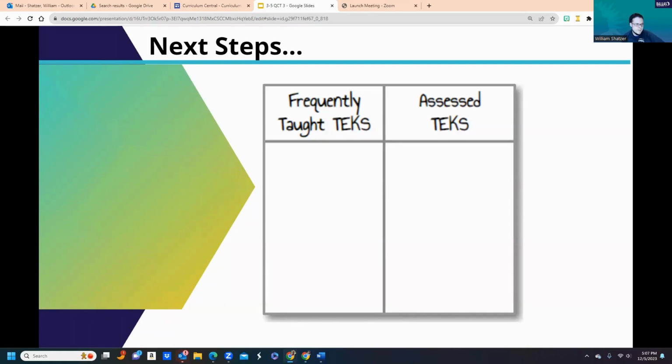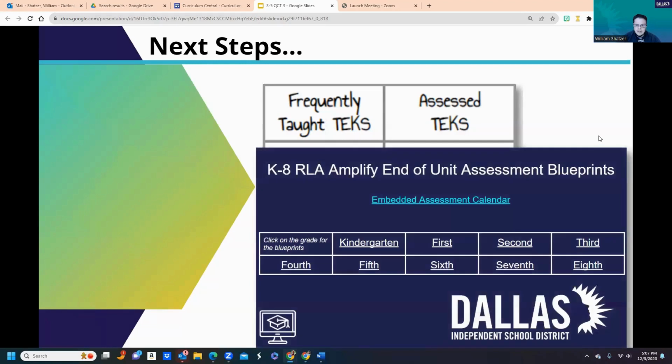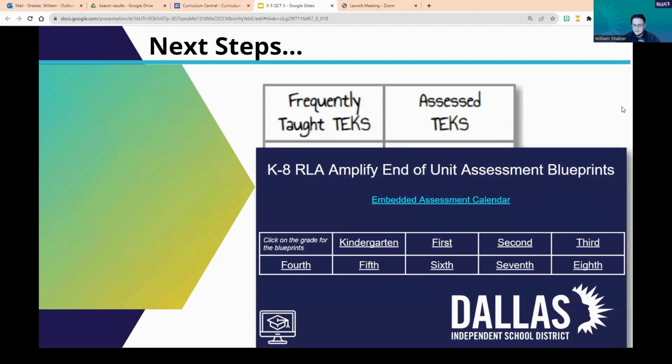Again, we're always using Amplify and we're always using Tier 1 curriculum, but we have to find what is best suited for our students. And it's okay to make some customizations to the Amplify lessons to better suit your students. Additionally, you can do that by looking at the end of unit assessment blueprints that are always on Curriculum Central. So please go to Curriculum Central and check out the assessment blueprints that are on the reading language arts and dual language homepage once you scroll down a little bit.